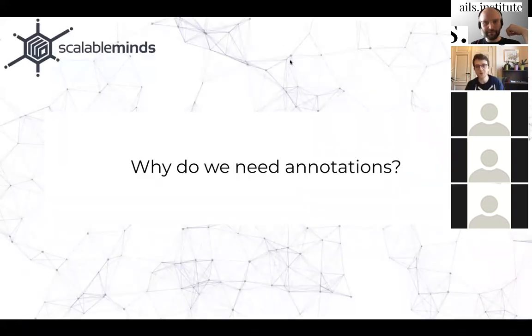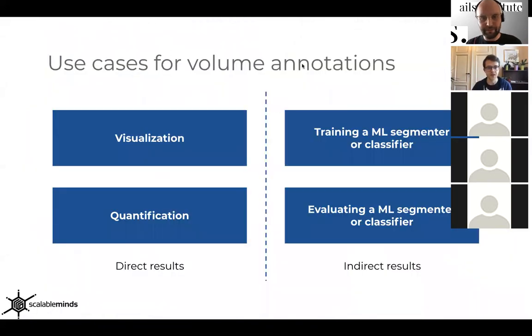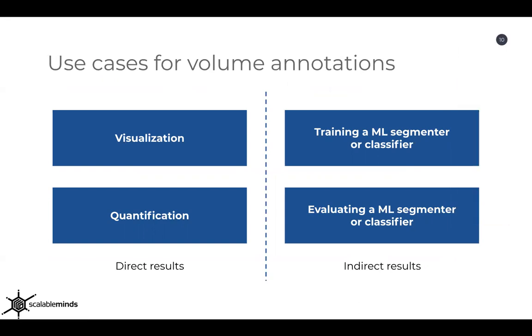So why do we need annotations in the first place? There are a couple of use cases that come to mind, and some of them will give you direct results. For example, if you do an annotation, then you can generate a visualization from that, like a mesh visualization that you can then use in a report or in a figure of your publication. You can also, of course, use it for quantification, because once you have some annotations, you can do some counting, or you can do some measuring, or whatever you want. So there are very direct results that you can get once you do some annotations.